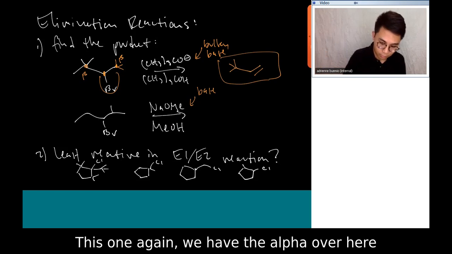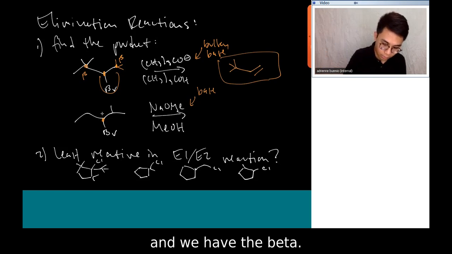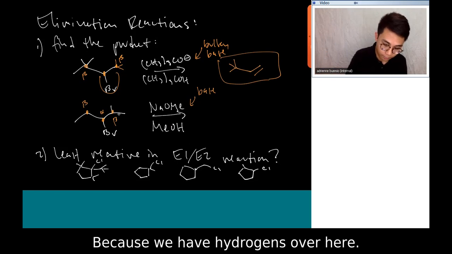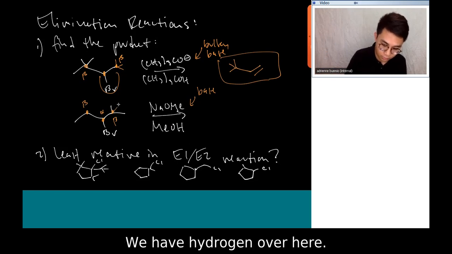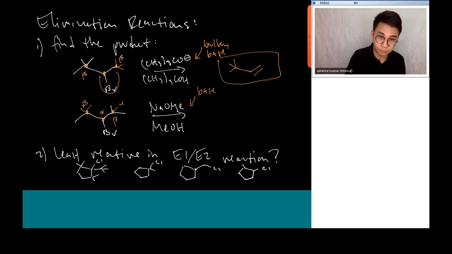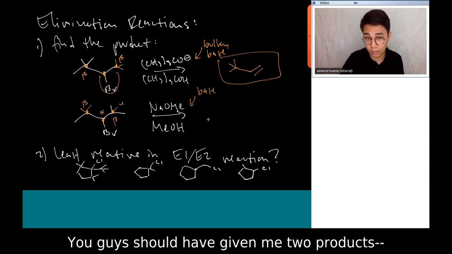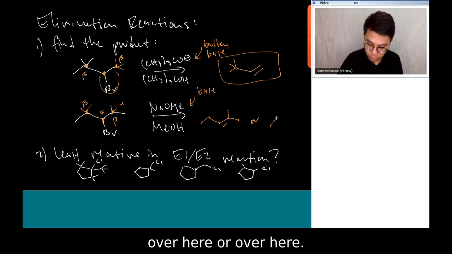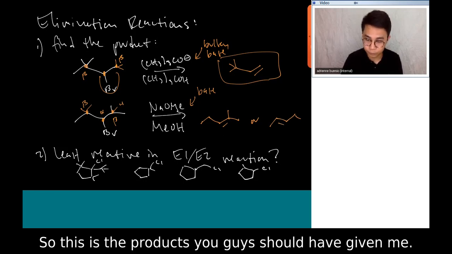This one again, we have the alpha over here, and we have beta. So we have two possible betas, because we have hydrogens over here, we have hydrogens over here, right? So you guys should have given me two products. Over here or over here. Where's the other one? Over here, right? So these are the products you guys should have given me.